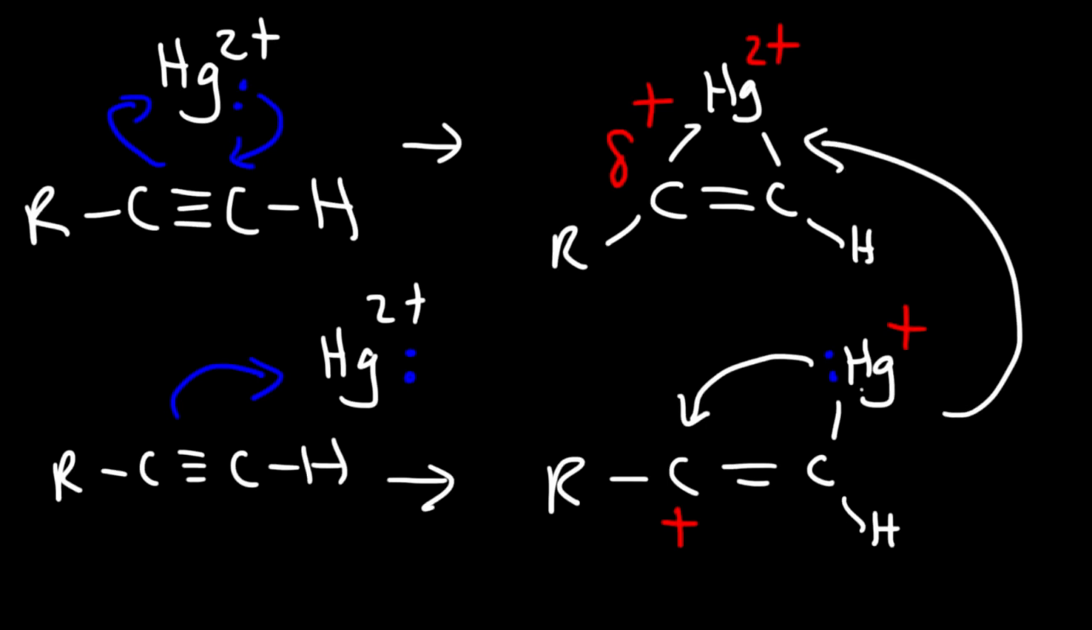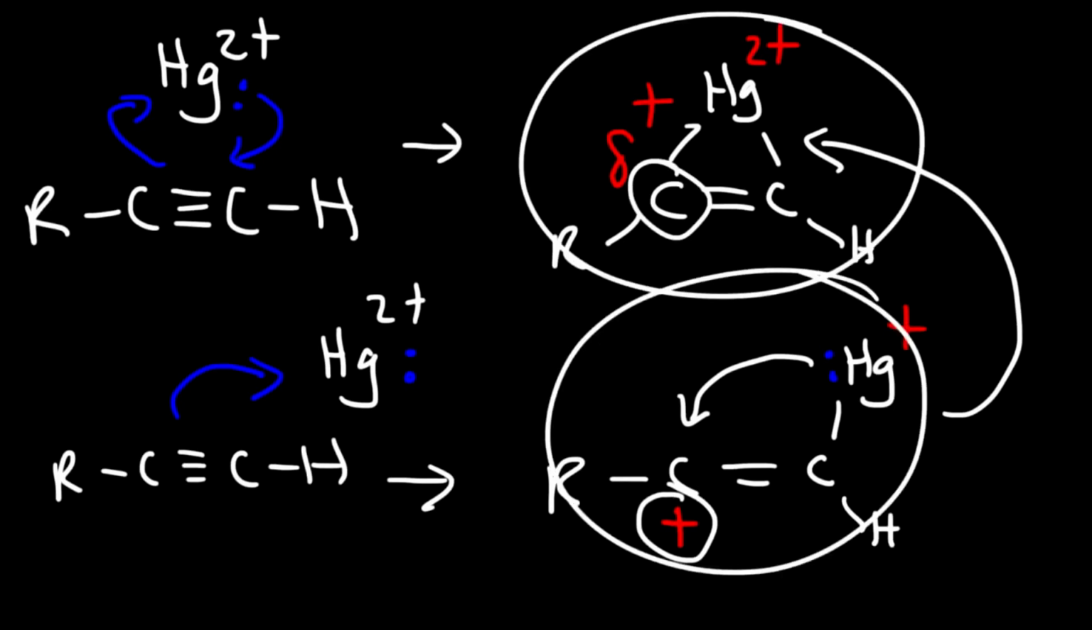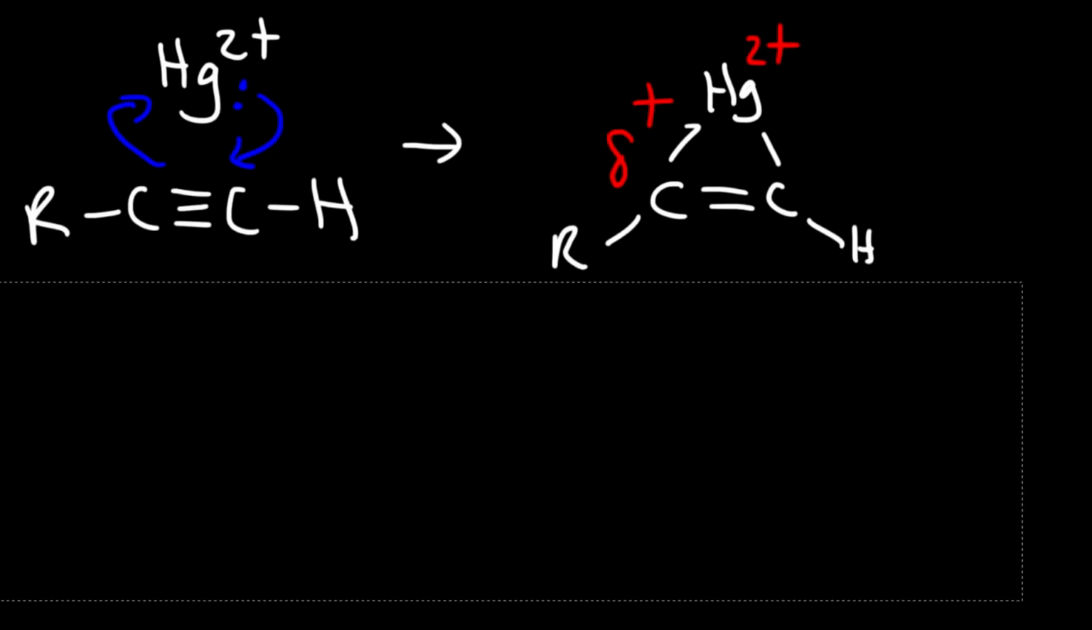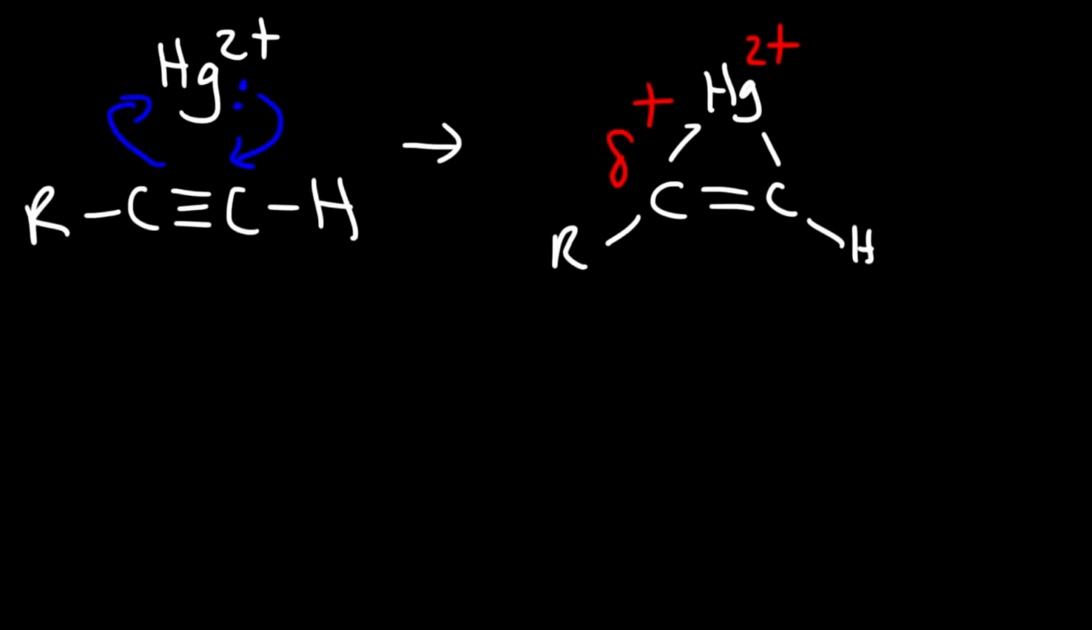If you do it this way, you can show that there's some partial positive charge on this carbon atom if you draw the resonance hybrid between these two. So you might see a mechanism something to that effect. But it's important to understand that those two structures are in resonance with each other. So the actual intermediate is somewhere between the two. But I'm going to use this structure for the mechanism.